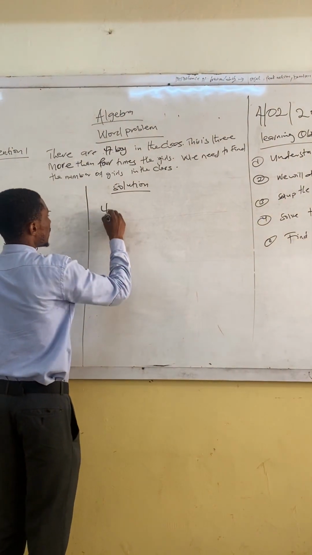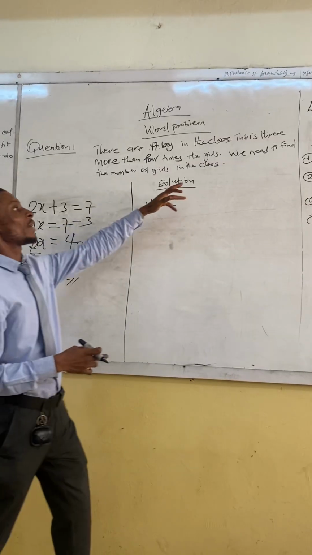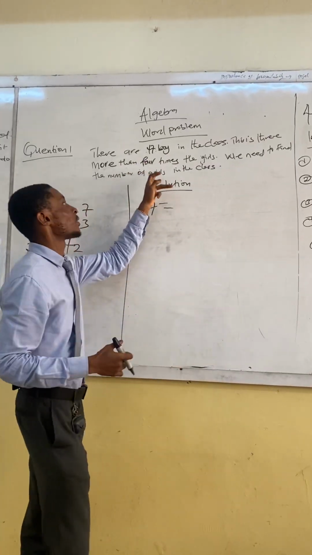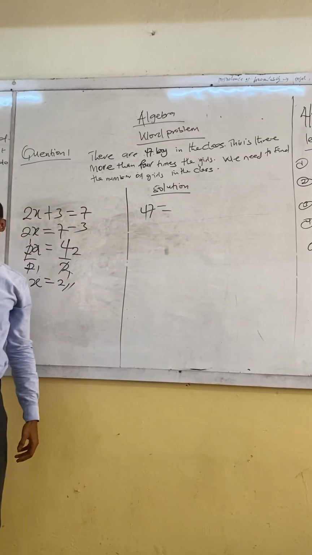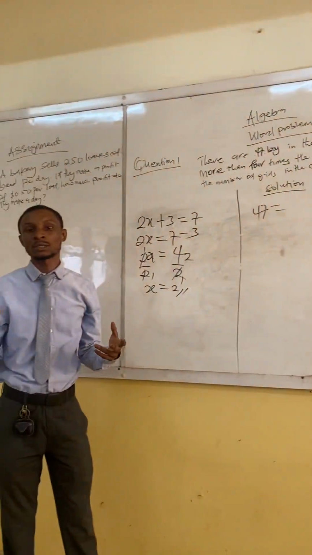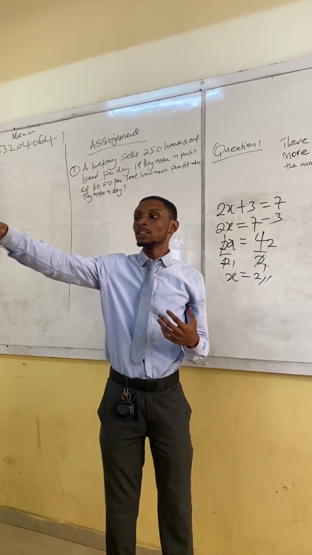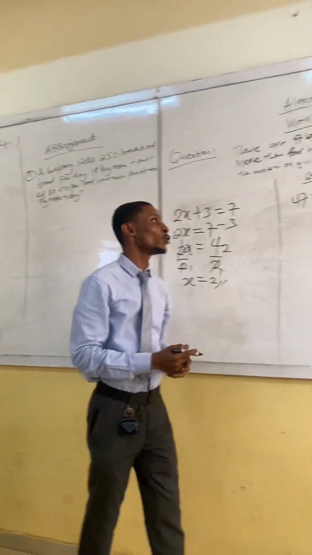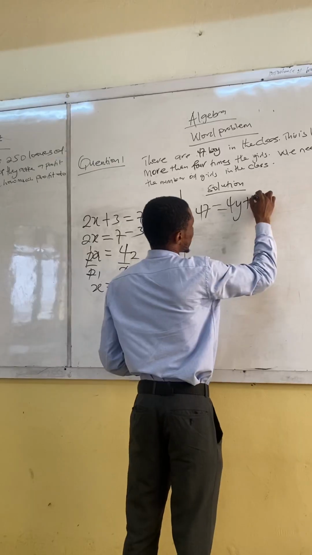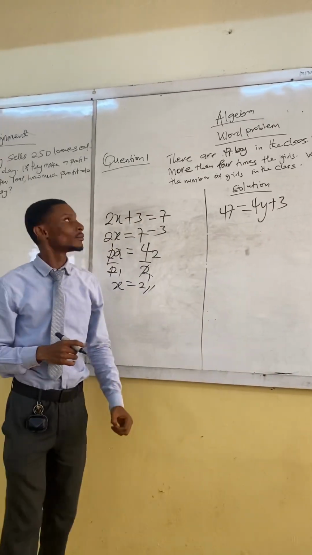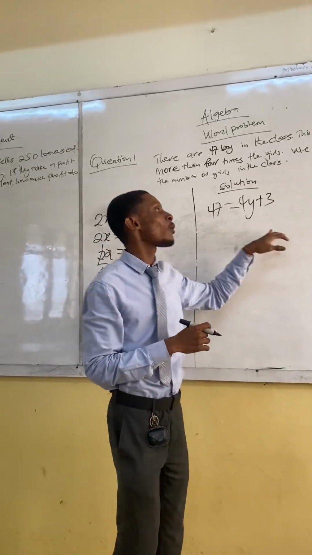So right now we have 47 boys. So 47 is equal to, and the question is saying that what? This is what? 3 more than what? 4 times the girls. And we are going to represent the girls by what? By a variable. And what variable are we going to use? Jacob, yes, we are going to use what? Y. So it will be what? 4y plus what? 3. That is it. So right now we have gotten our equation. So we are going to solve it.